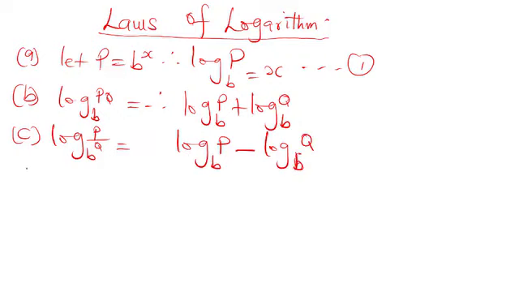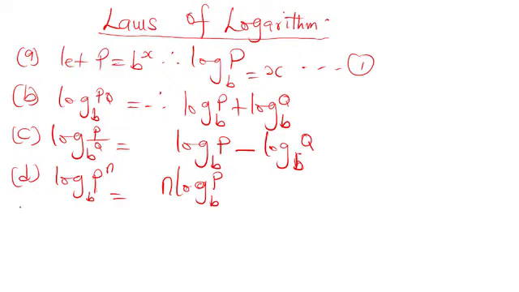And the fourth law, that is d, states that log p raised to power n base b is the same thing as n log p base b. So the n at the top comes to the front, and you then have your log p base b here. This is one of the laws.